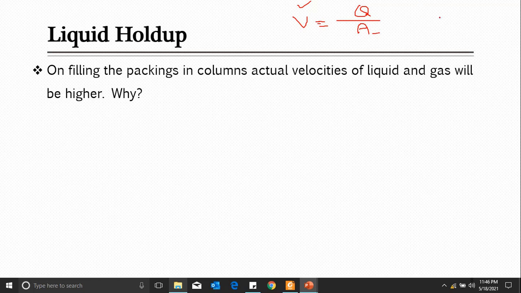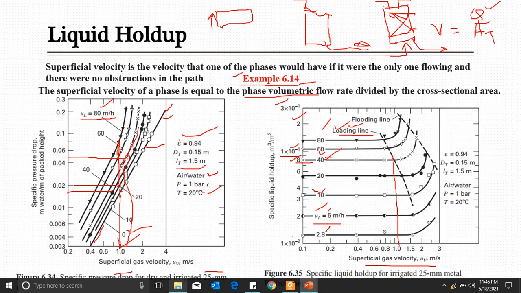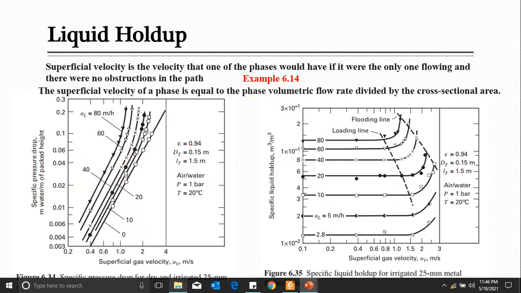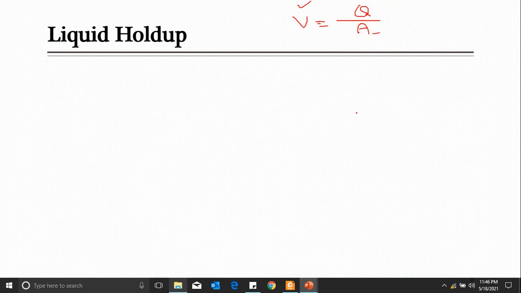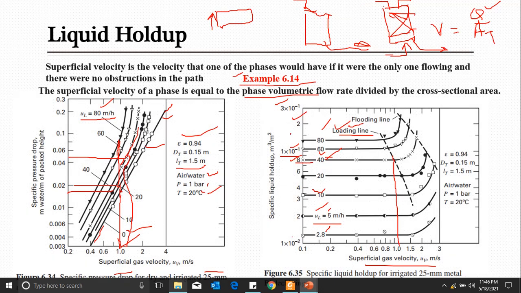Because now there is the packing, and some area is covered by it, which I already told you. If we take this specific packing that has a void fraction of 0.94, it means 6% area is covered with the packing. Later we discussed the case when you introduce the liquid, so liquid also covers some area. For example, in this case, as I told you, this specific value at the specific flow rate was 0.08 cubic meter per cubic meter, and that means that 8% of the surface of the packing is covered with the liquid.